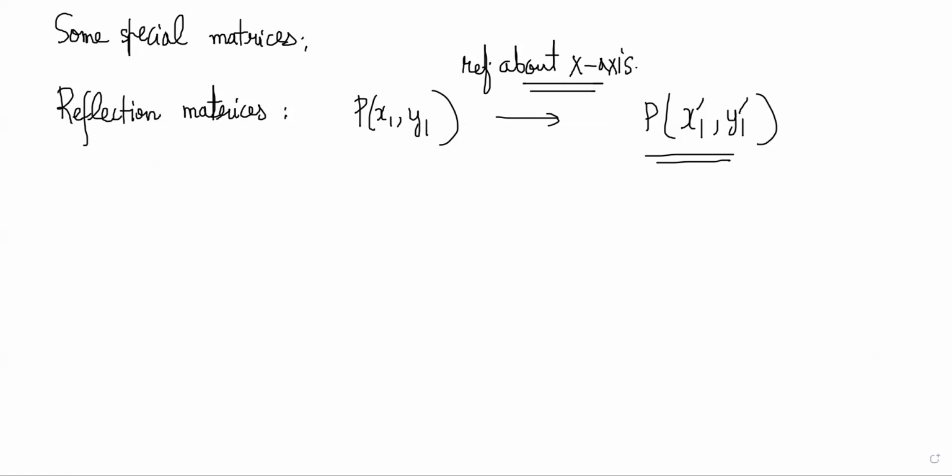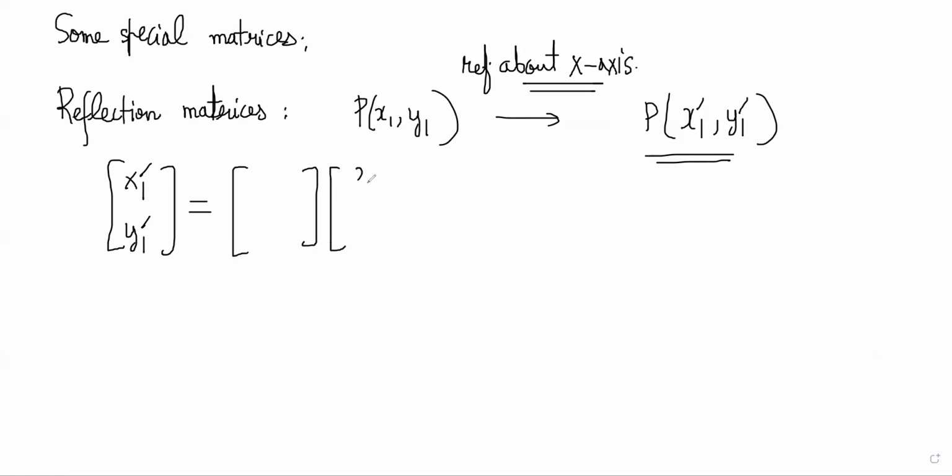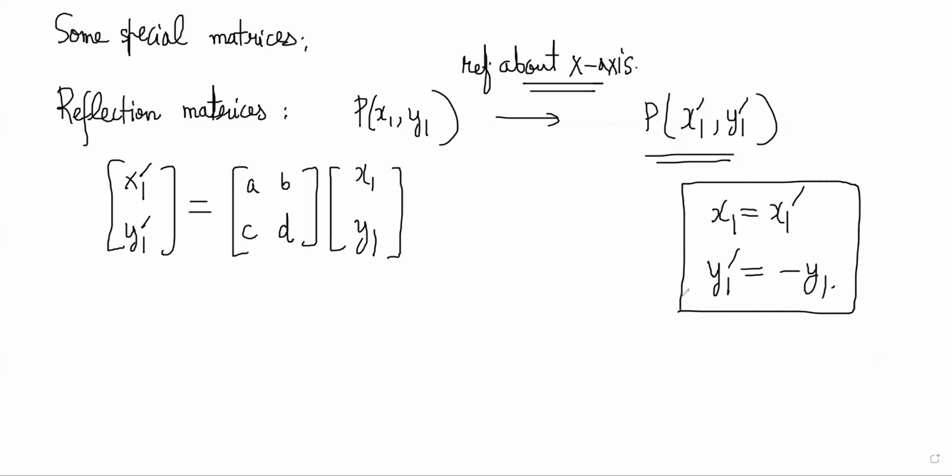The way we write it is, we want to say that the final value after reflection should be equal to some matrix times the initial coordinates. This is an unknown matrix ABCD. It is obvious that after reflection about the x-axis, x1 will be equal to x1 dash, but y1 dash will be equal to minus y1. From this information, we can figure out what ABCD is.